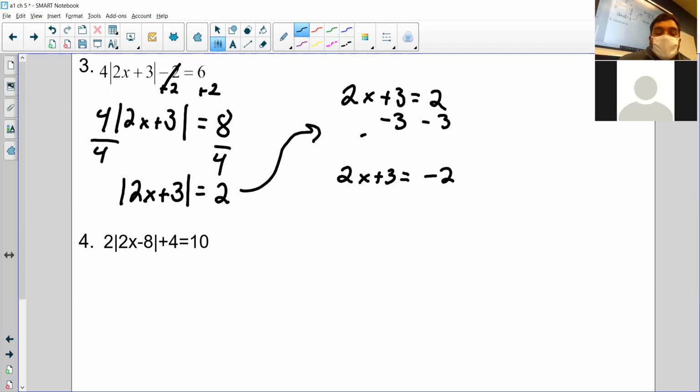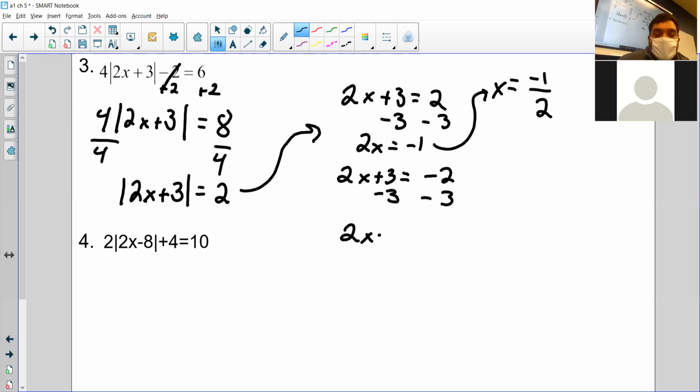Negative 3, negative 3. 2x equals negative 1. Divided by 2, divided by 2. X equals negative a half. Minus 3, minus 3. 2x equals negative 5. Divided by 2, divided by 2.